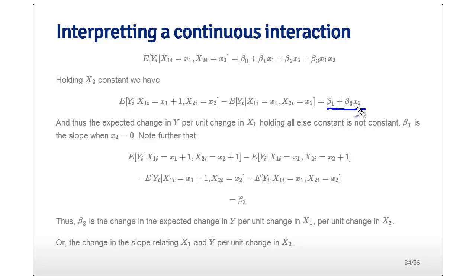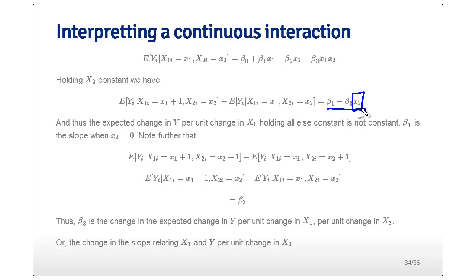And it's of course convenient to think about this when x2 is binary, because then you can just say it's beta 1 when x2 is 0, and it's beta 1 plus beta 3 when x2 is 1. But if it's continuous, then it varies. The change in the slope varies as x2 changes.